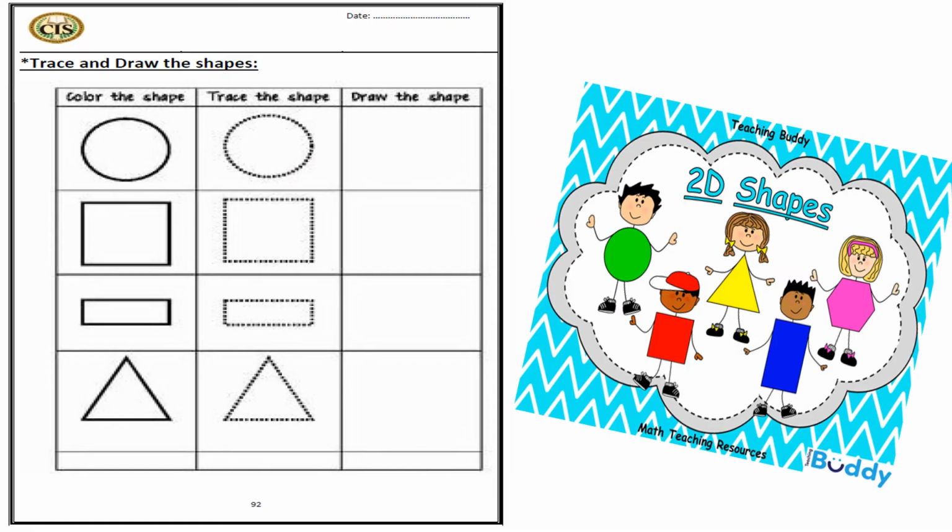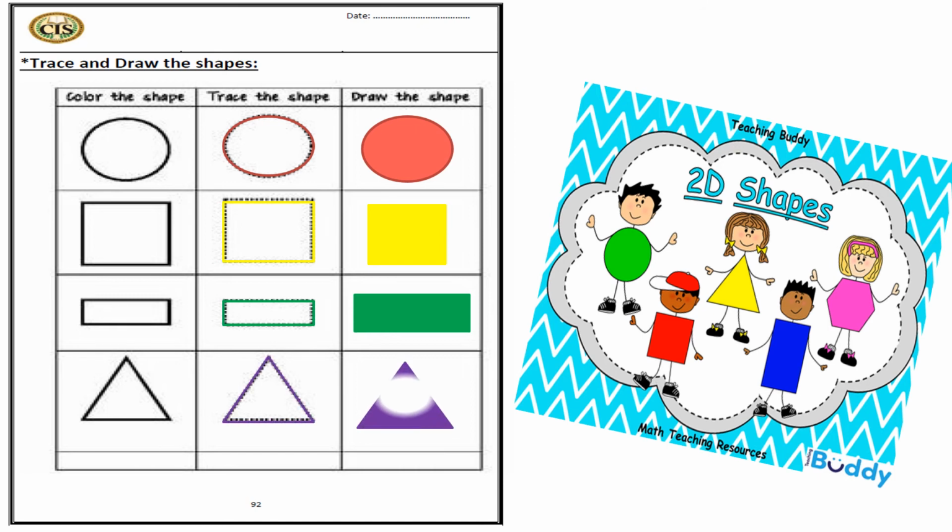Trace and draw the shapes. Number 1 is called circle. Trace the circle and then draw it. Second shape, square. Trace square and draw square. Third shape, rectangle. Trace and draw. The last shape is called triangle. Trace the triangle and draw it.